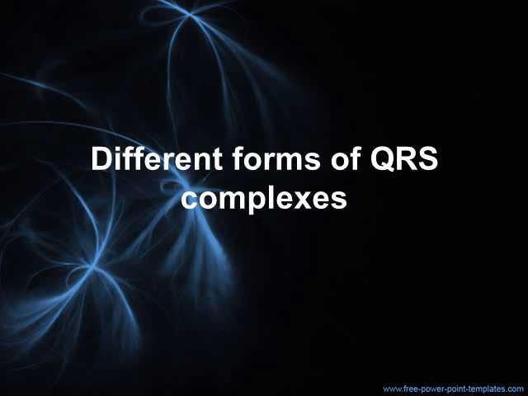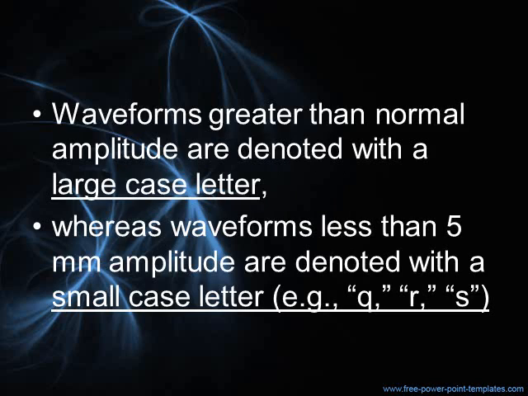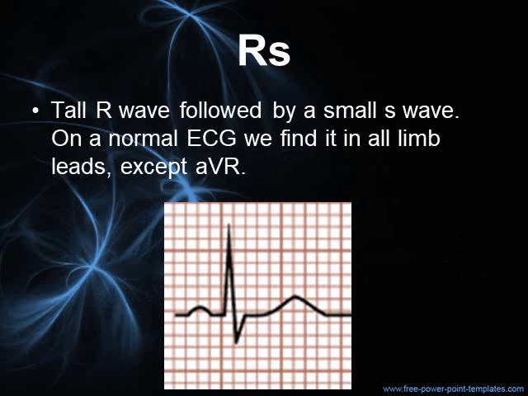Different forms of QRS complexes. Waveforms greater than normal amplitude are denoted with an uppercase letter, whereas waveforms less than 5 mm amplitude are denoted with a lowercase letter. So, capital R, small s: a tall R wave followed by a small s wave. On a normal ECG, this type of pattern is seen in all limb leads except in AVR.